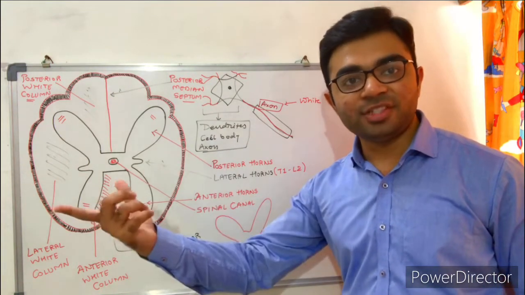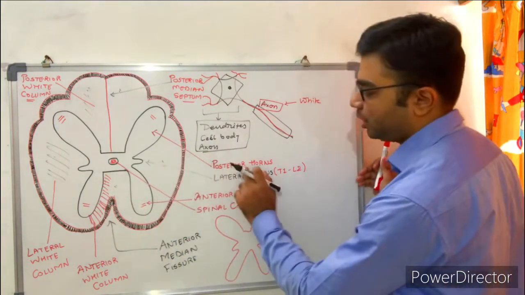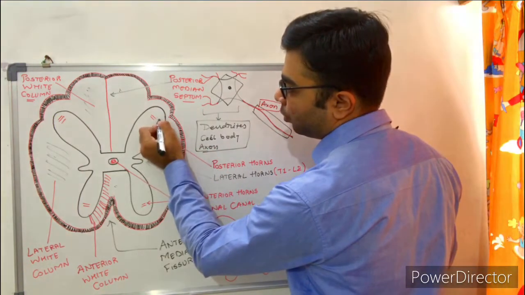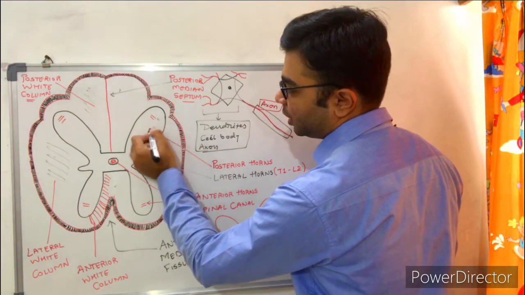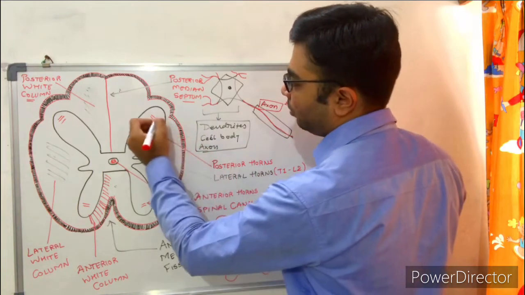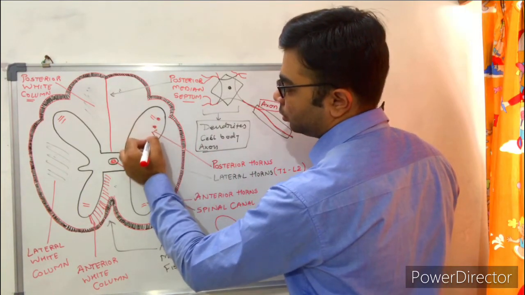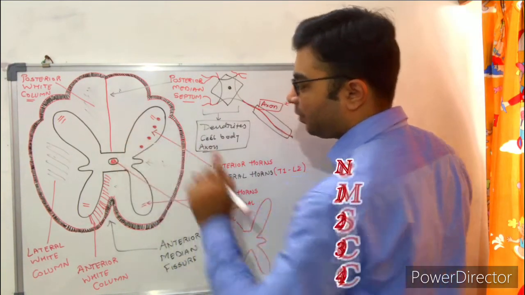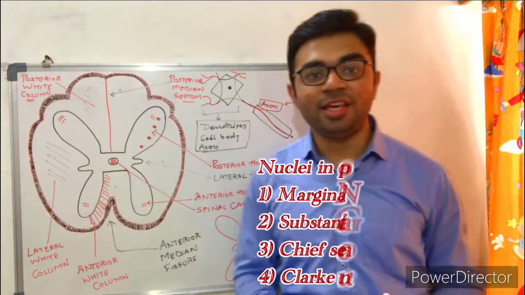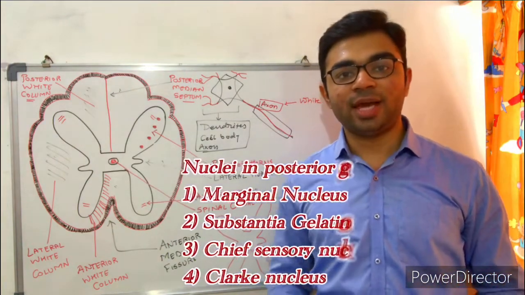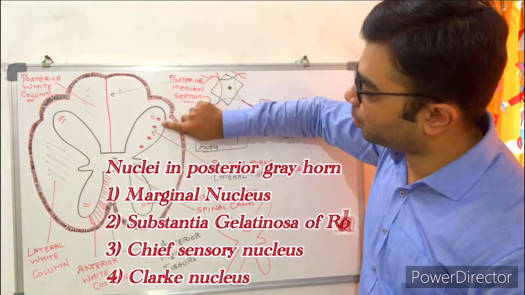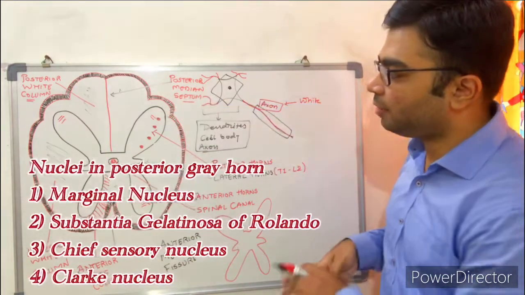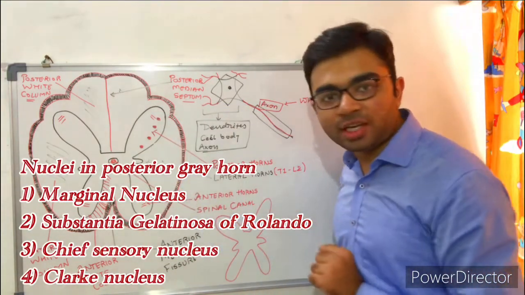in the posterior grey horn, that is the posterior horns. So that is a total of 4 different nuclei which are present. Let me write it over here. 4 different nuclei which are present only in the posterior grey horn. In that, the first nucleus, which is present on the outermost margin, is known as the marginal nucleus.